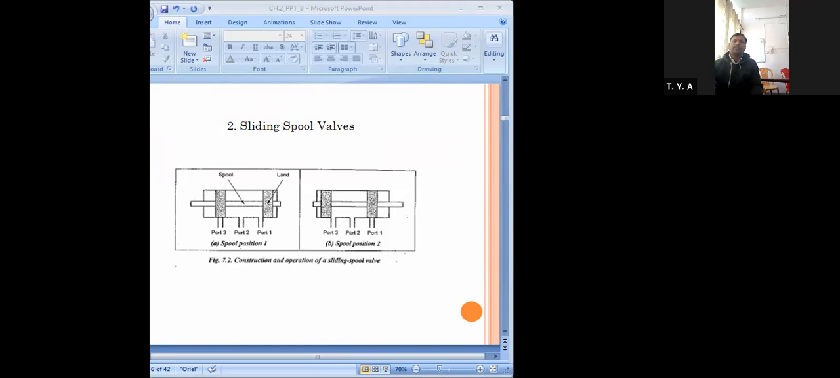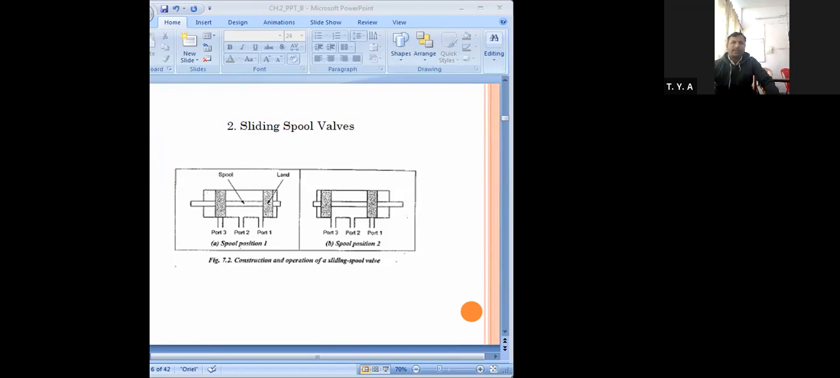So here you can see figure 1, spool position 1. The fluid supply is connected to port 1, and port 3 is closed. That means fluid will come through port 1, and as port 3 is closed, the flow will be permitted to go out from port 2. Port 1 fluid will come in and go out from port 2.